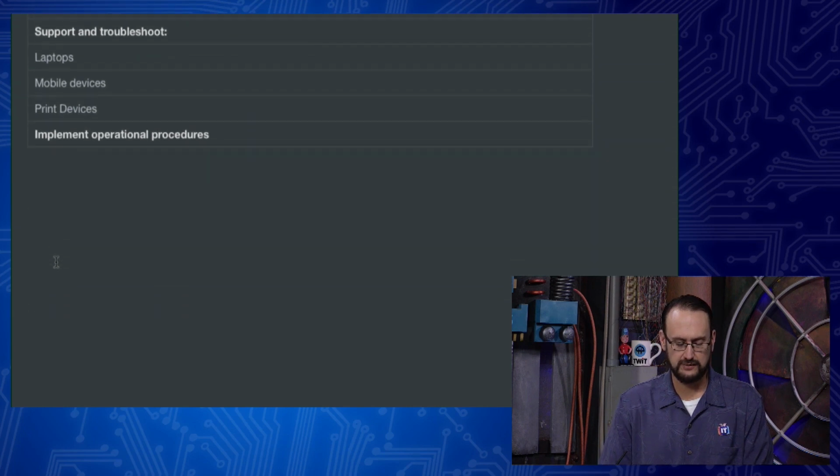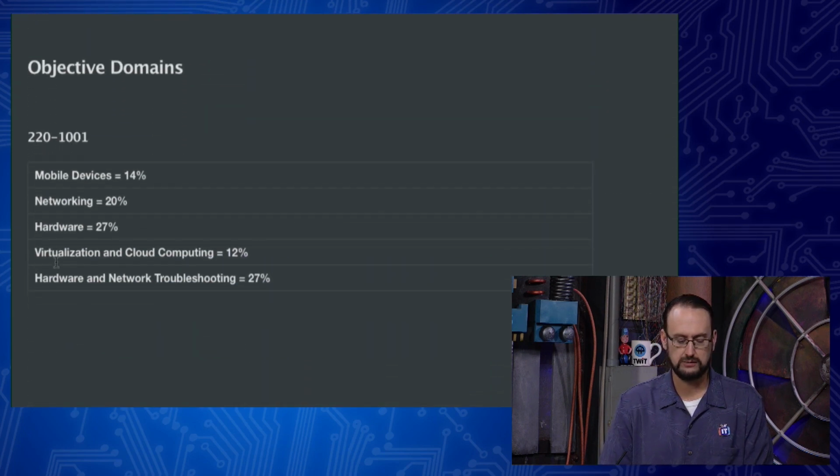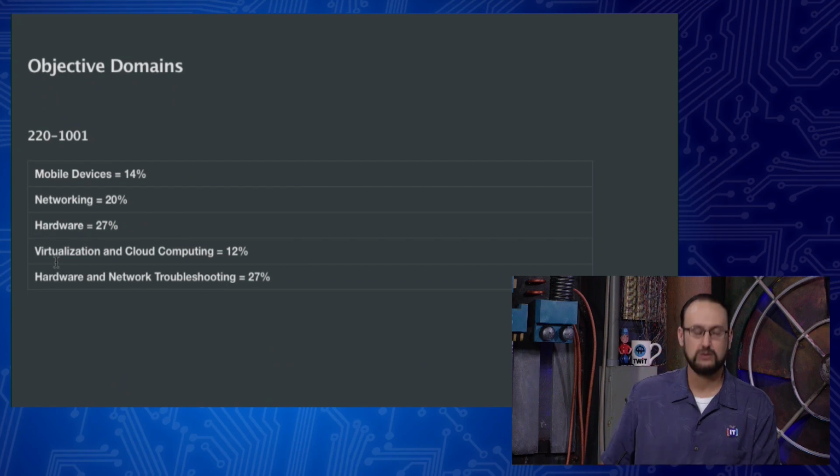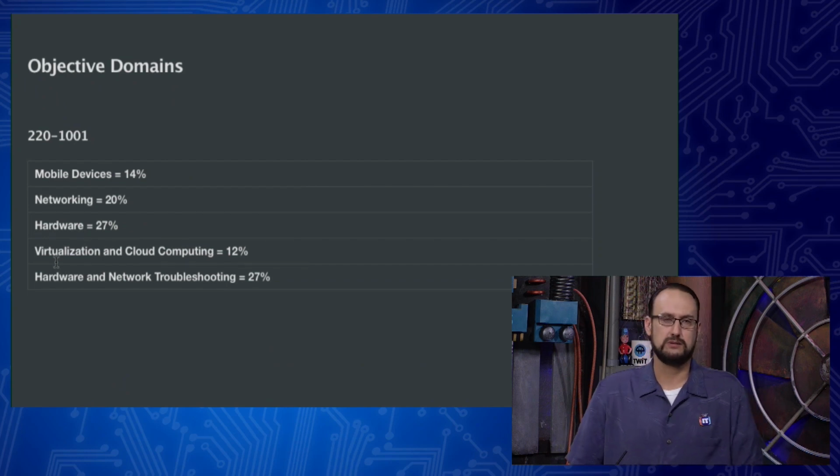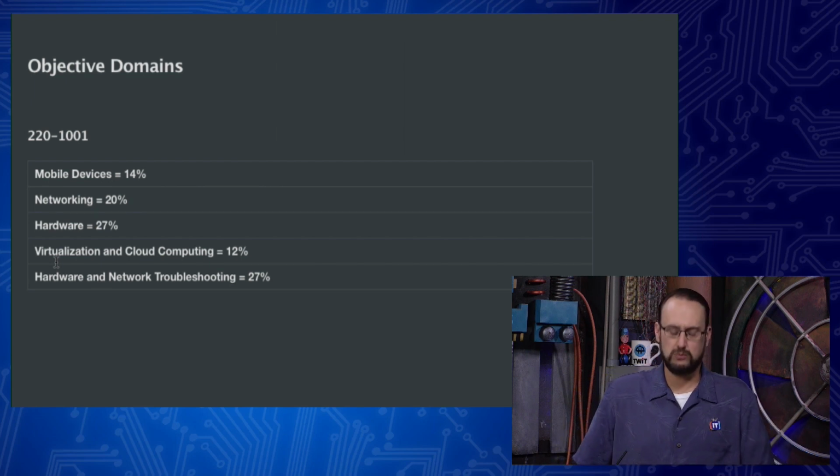Now, to take a look at what the objectives are per exam, let's start out with the 220-1001 exam breakdown. The objectives and the required skills, you will see, will break down mobile devices at 14%, networking at 20%, hardware at 27%, the implementation of virtualization and cloud computing at 12%. Finally, the hardware and network troubleshooting will make up 27% for an overall 100% of the exam domain coverage.